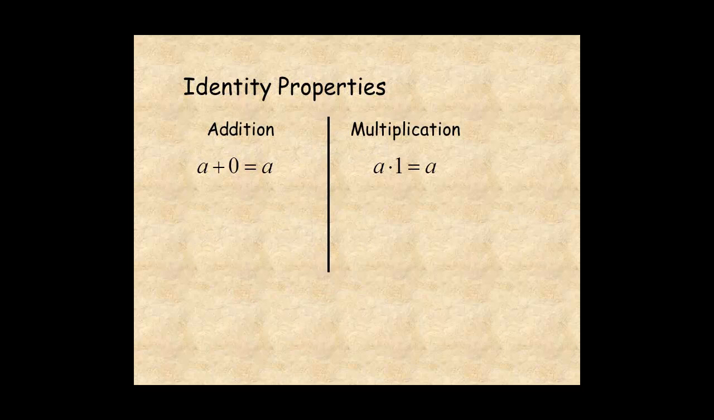Next are the identity properties. For addition, adding 0 to a number doesn't change its value. For multiplication, multiplying a number by 1 doesn't change its value. The identity properties also apply to variable expressions. w plus 0 equals w, and 1 times x equals x.